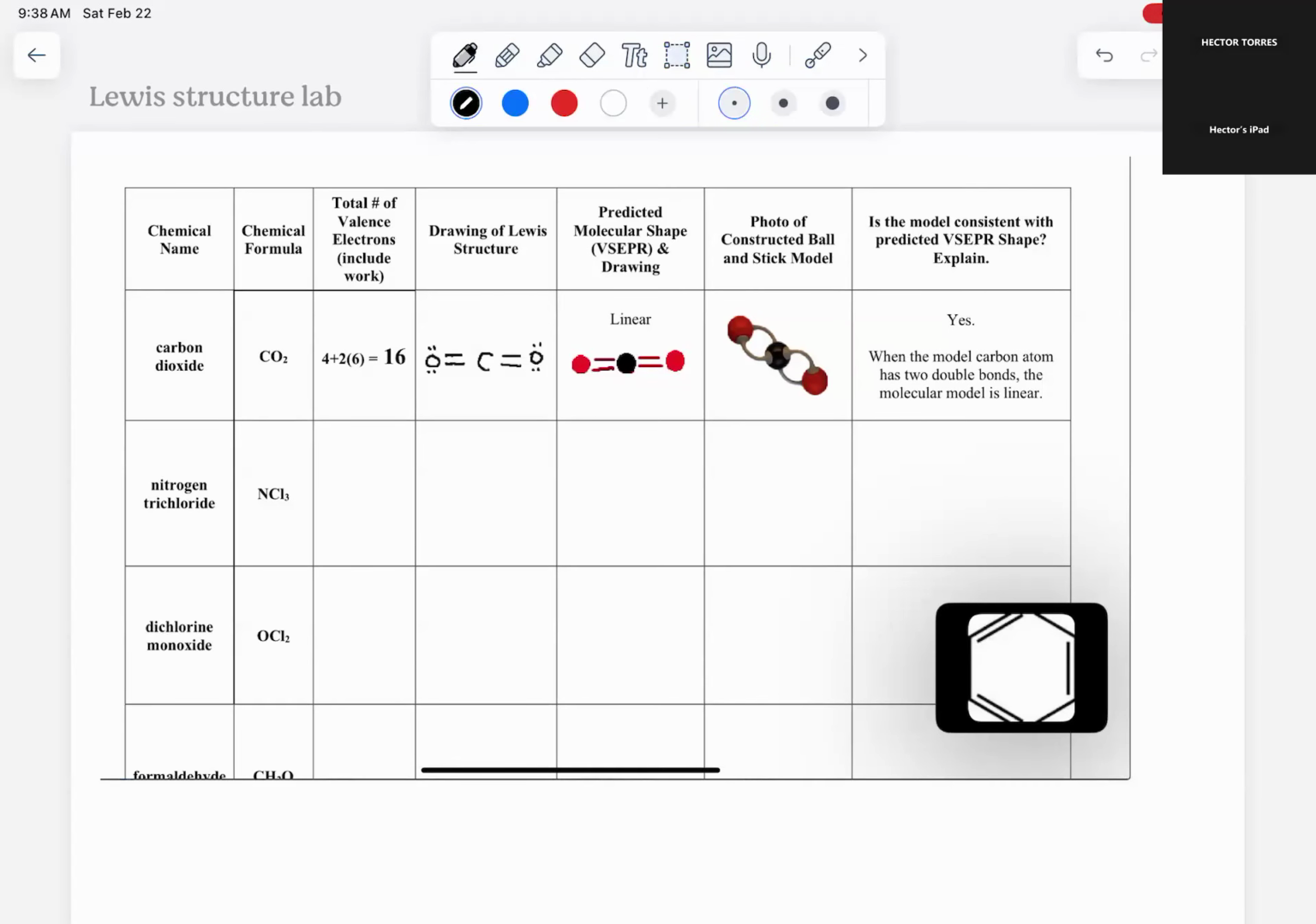Hey, good morning, students. So today we're going to go over the Lewis Structure Lab. And so for this video, we are going to be looking at nitrogen trichloride, NCl3.